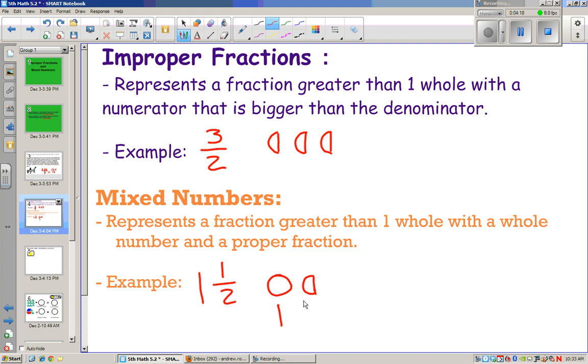Here's our one whole. Here's our half. These are all halves right here. And so we say 3 halves. But remember, these two are equal. 1 and 1/2 is the same amount as 3 halves. They're equal to each other. It's just that when we write with a whole number, we call it a mixed number, and when we write with just these parts, or a numerator that's bigger than the denominator, we call it an improper fraction.